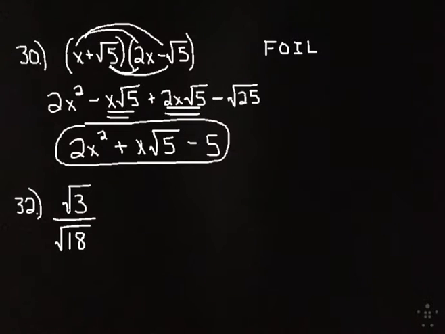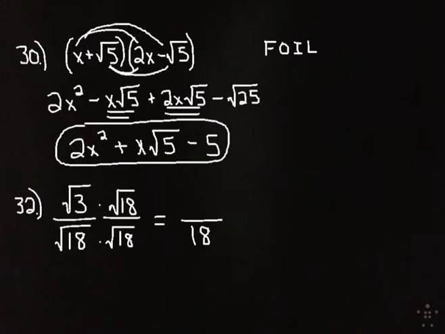Now number 32, when we're simplifying, we are told in Algebra 2 to rationalize the denominator. That means you can't have a radical in the denominator of a fraction. So I can't have square root of 18. So how do I remove a square root of 18? Well, let's multiply by the square root of 18 over the square root of 18, which is 1, so you can multiply by 1 and not change anything. And the square root of 18 times the square root of 18 is just 18.